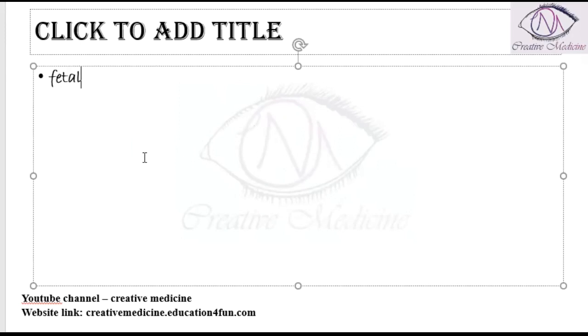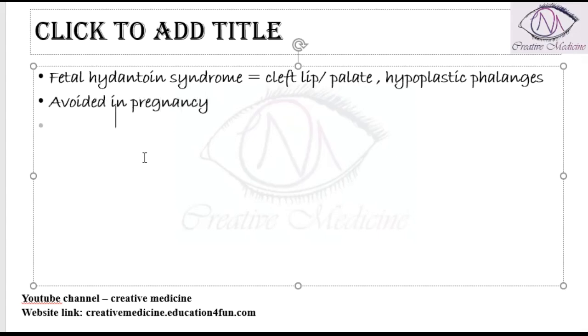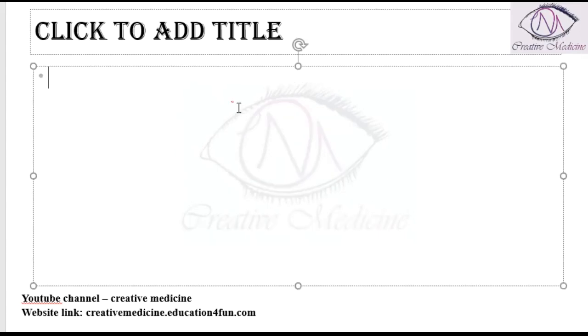Then we have a syndrome. Phenytoin can cause a syndrome called fetal hydantoin syndrome. In fetal hydantoin syndrome, the fetus will present with cleft palate and hypoplastic phalanges. As a result, it should be avoided in pregnancy because of fetal hydantoin syndrome in the baby. So these are the things that occur at therapeutic doses.